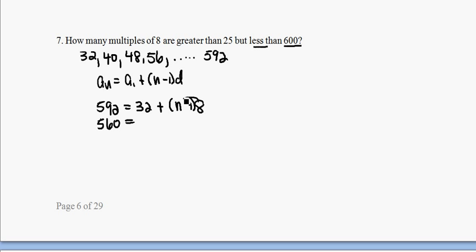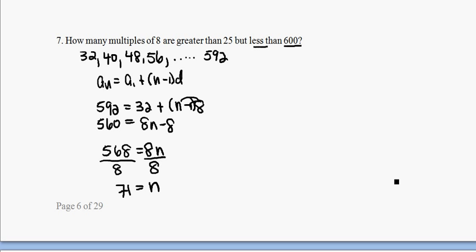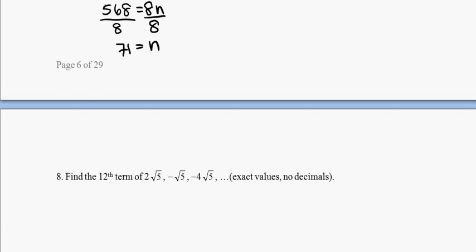And let's distribute this 8 here. So I get 8n minus 8. Add 8 to both sides. I get 568 equals 8n. Divide both sides by 8. 8 into 56 is 7. 8 into 8 is 1. So the number of terms that are greater than 25 but less than 600, multiples of 8, there are 71 of them.